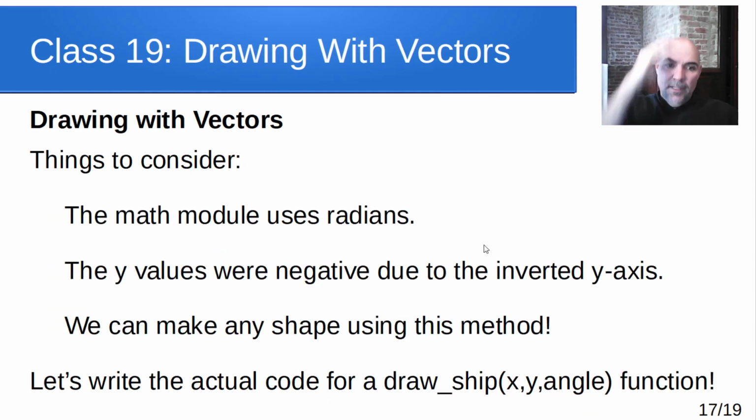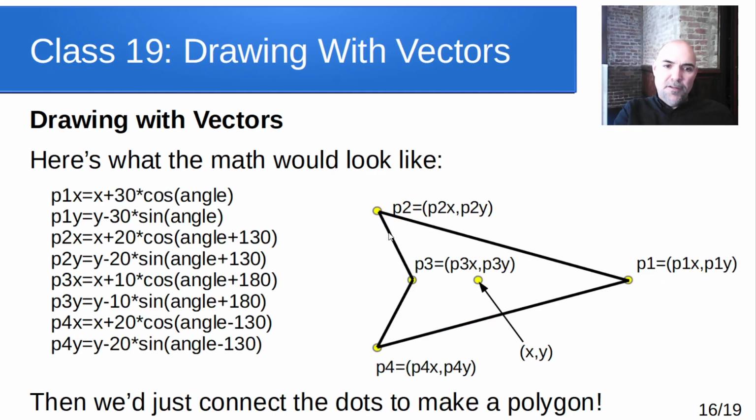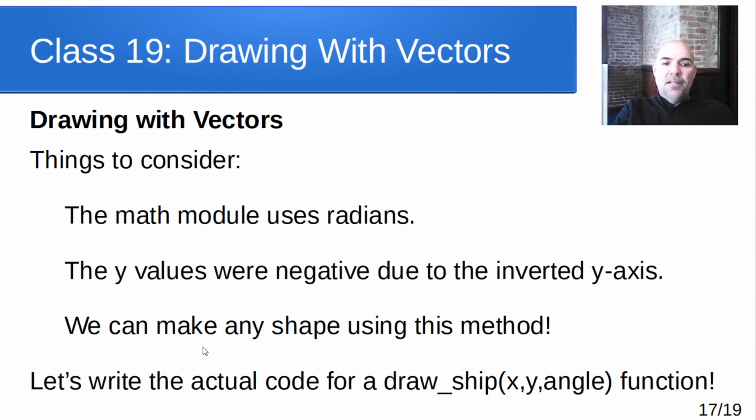All right, a couple things to consider before we write the actual code. The math module uses radians. So back here in this example code, notice I just use angle. I did not convert to radians anywhere in here. We're going to need to do that in our code. The other thing is the y values had to be subtracted rather than added, and that's because of the inverted y-axis in Pygame.